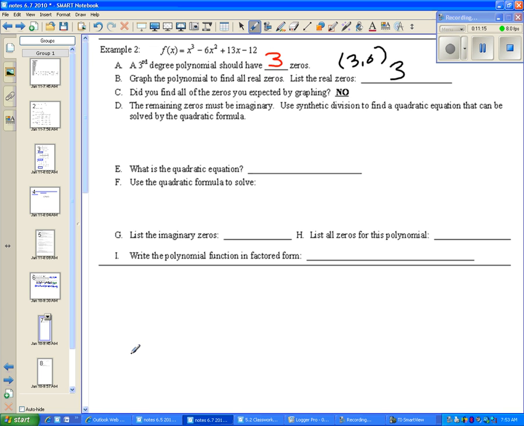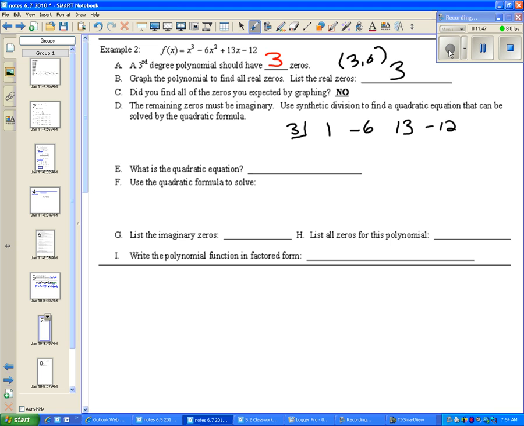So let's use synthetic division. I want to divide out this 3. And so it's going to be x minus 3. I put the 3 in the little box up in the left-hand side. The x cubed, the coefficient, the number in front is 1. Under the x squared, the coefficient is negative 6. The coefficient for the x is the 13. Then the constant is negative 12.